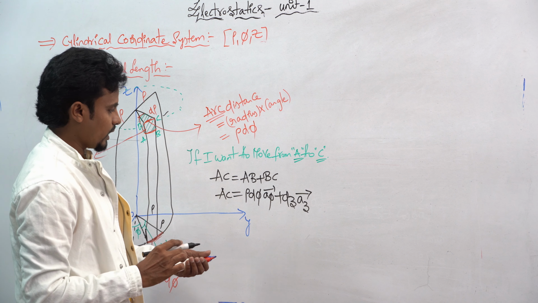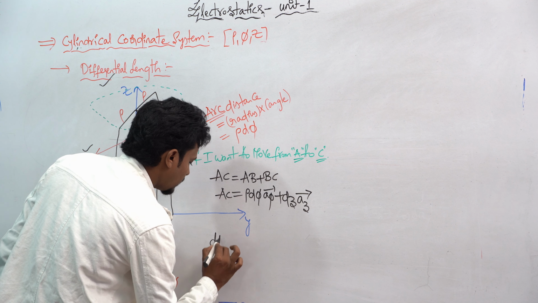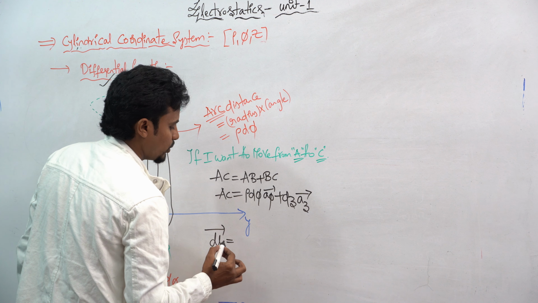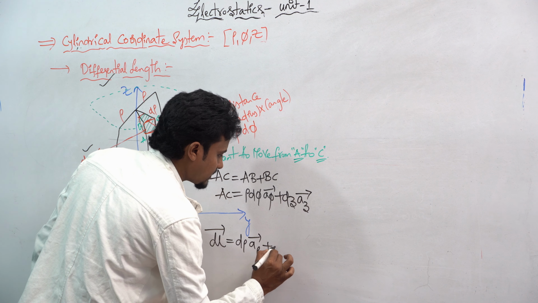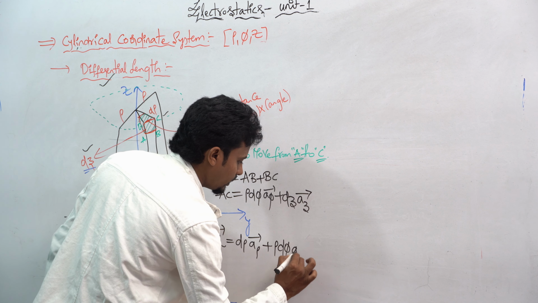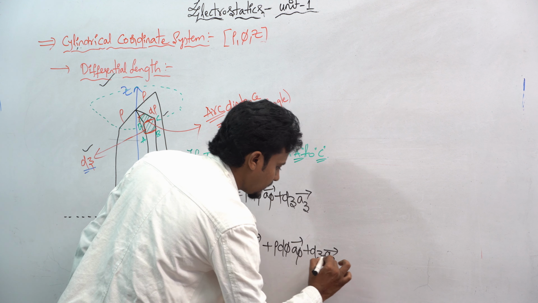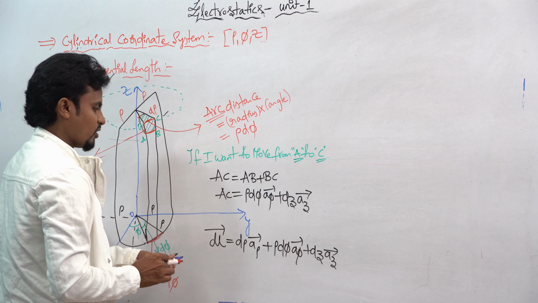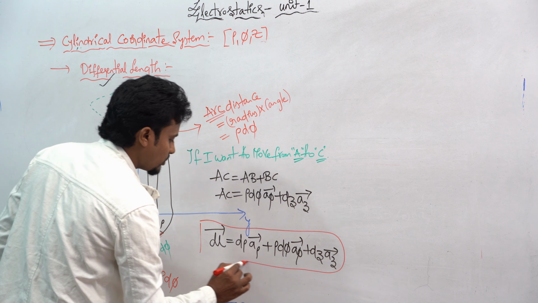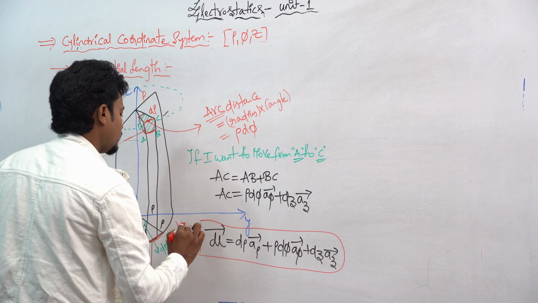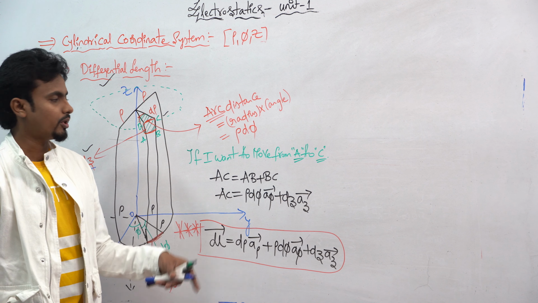So the differential length dl bar equals d rho a rho bar plus rho d phi a phi bar plus dz a z bar. This is your differential length for the cylindrical coordinate system. You have to remember this result; it is very important.